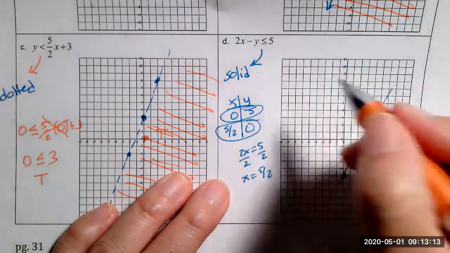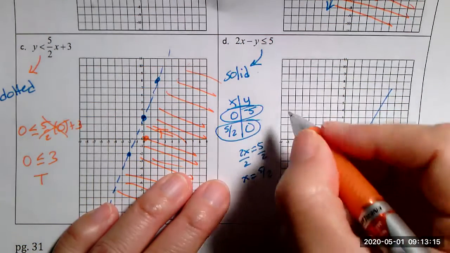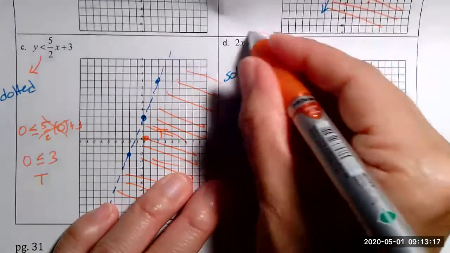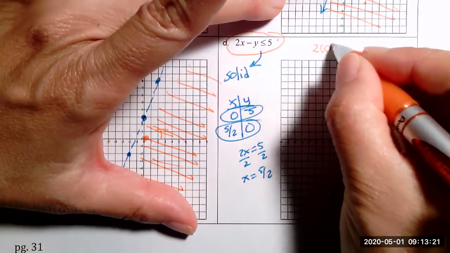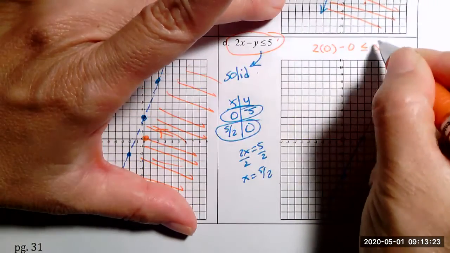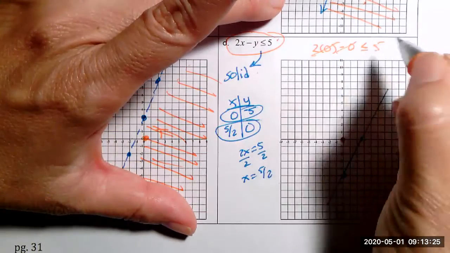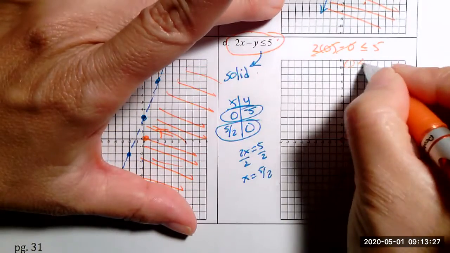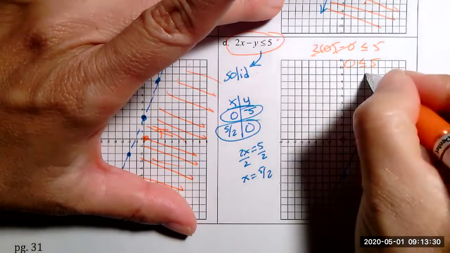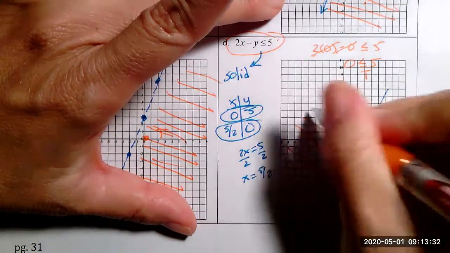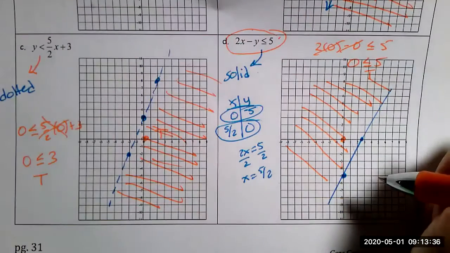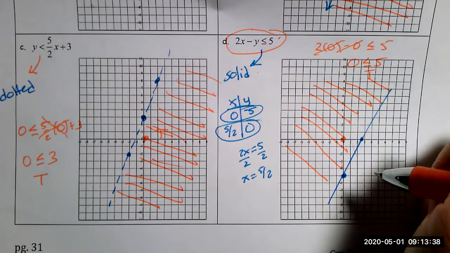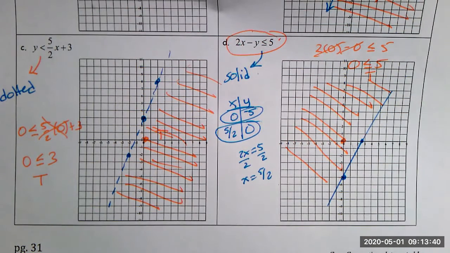Now I'm going to test a point. Let's test 0, 0. So again, I always go back to my original equation to test my point. So 2 times 0 minus 0. This goes away, this goes away. So 0 less than or equal to 5. That's true. So this is the side that I shade. All right, and that's it. Let's take a look at the next page.